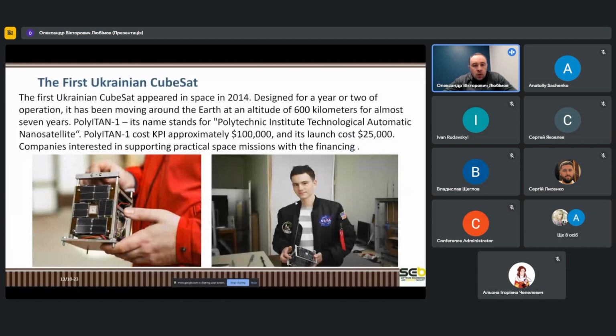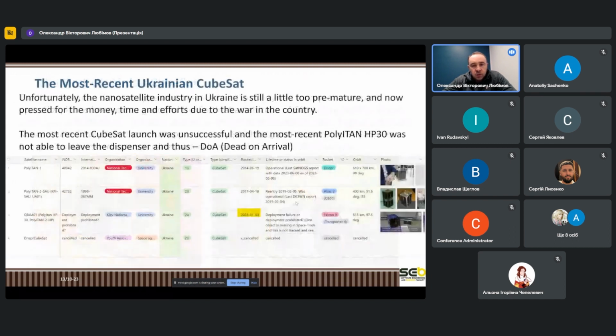Okay, what is the situation with the CubeSats in Ukraine? Well, as we know, Kyiv Polytechnic University has been streamlining in this field, and they pushed their first set onto the orbit in 2014, and that set is still out there, still working, still performing nicely. But unfortunately, among the 4 satellites that Ukraine wanted to put up on the low Earth orbit, we have not had that much success. The most recent Ukrainian CubeSat, sent after the war started, was Polyitan HP30, that was supposed to be working now. But unfortunately, there was an error, and the satellite was not able to eject, or was ejecting but not working properly.